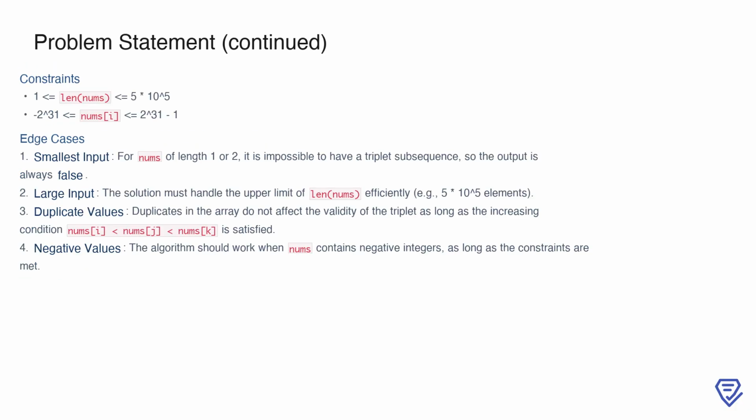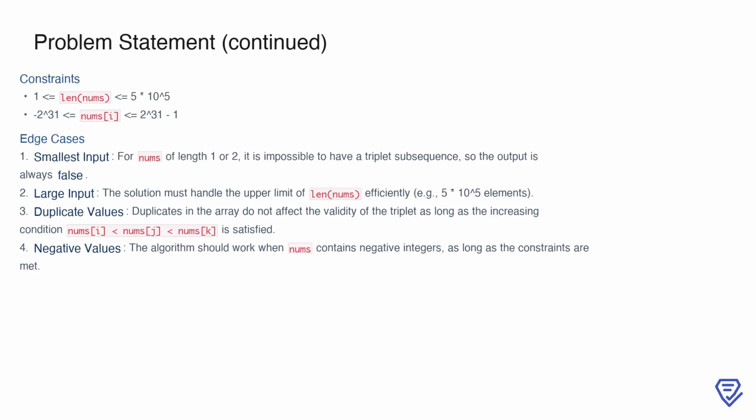Finally, we need to consider the constraints and edge cases for this problem. The constraints specify that the array length can range from 1 to 500,000, and the values in the array are bounded between -2 billion and +2 billion. For edge cases, if the array length is 1 or 2, it is impossible to have a triplet subsequence, so the output must always be false. For large inputs close to the upper limit of 500,000 elements, the solution must be efficient enough to handle this size within the given time and space complexity.